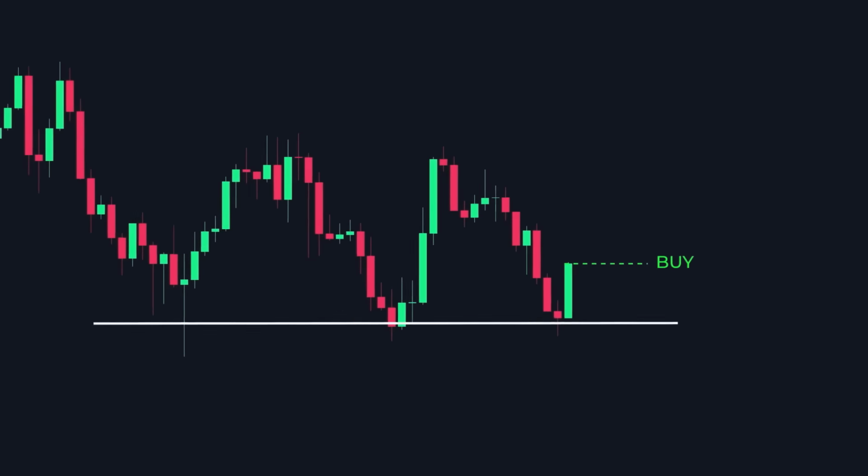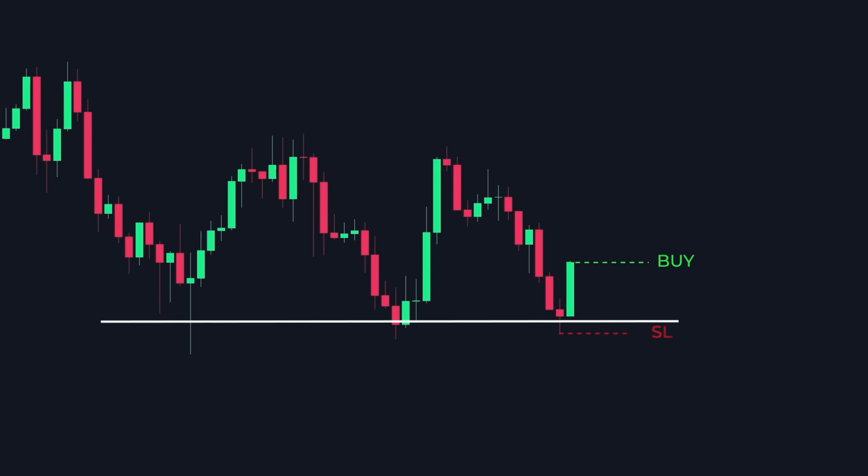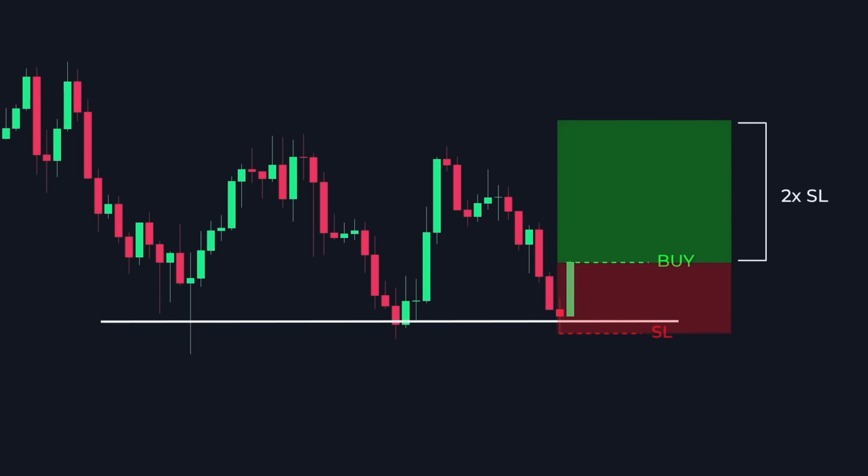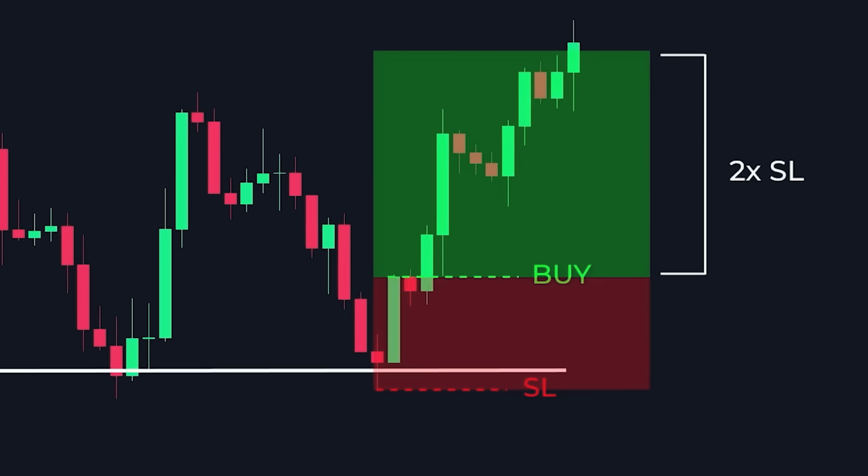You can enter a buy position at the high of the third candle, place your stop loss at the low of the second candle, and set your take profit target at twice the size of your stop loss. As you can see, price moved up exactly as predicted and hit our profit target.